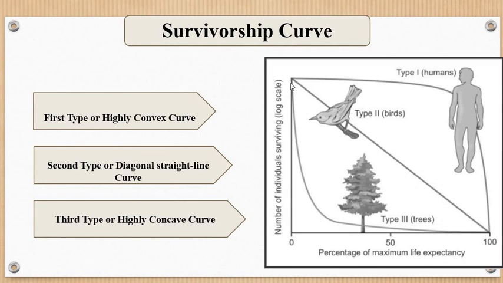And the second one, we are just repeating it, right? The second one is a straight line or diagonal curve, meaning death of the individual at every stage of life is almost the same. And the third curve is the highly concave curve, in which the maximum death of individuals takes place during early developmental stages, and then a few of them survive and become mature and further reproduce, right? So here we have seen the survivorship curve as well as the fecundity of an individual.